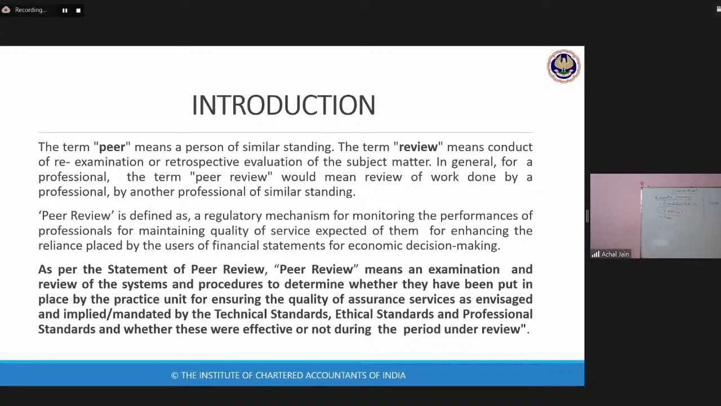Second is about the review. Now, what do you mean by review? Review is something which we have already understood. But let's understand the meaning of review once again. What do you mean by this type of review?